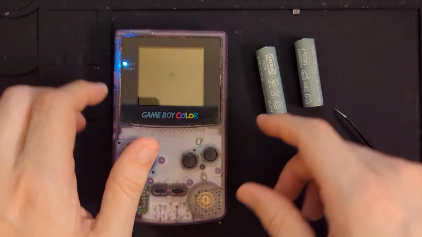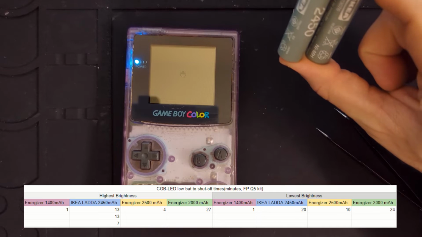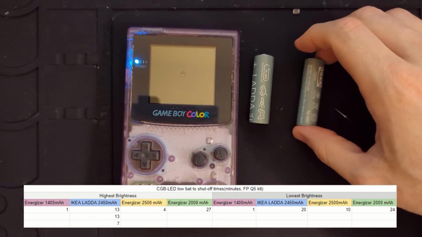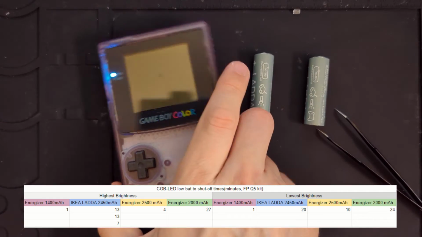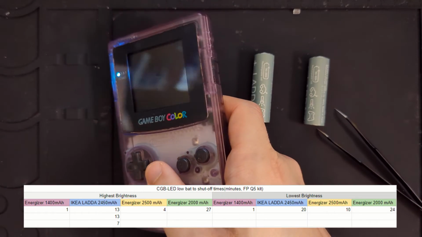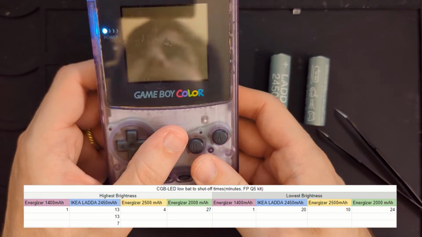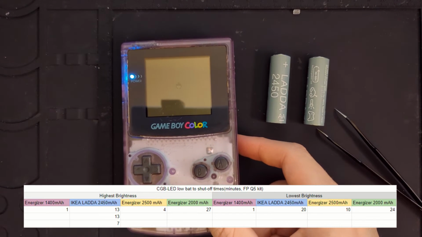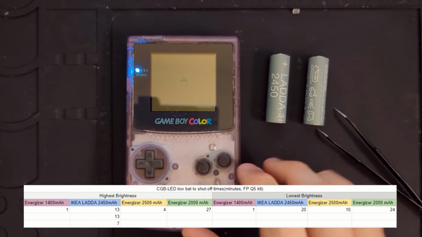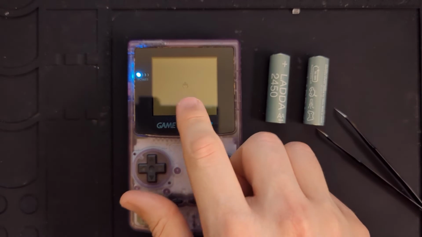As for specific numbers, all these numbers are with a Q5 kit, and I will throw them up on the screen as well. With the 2450 milliamp hour IKEA Laddas with a Q5 screen, you get about 10 to 13 minutes of warning at highest brightness when the low battery indicator goes on. At lowest brightness of those same batteries, you're going to get about 20. And then for the various Energizers, it depends. I have some old crappy, in fact, these might be the ones, 1400 milliamp hour ones where you get about a minute of warning, but then there were some 2500 milliamp hour ones where you get 4 to 10, depending on brightness, and then some 2000 milliamp hour ones where you actually get quite a bit. You get around 25 minutes on both low and high brightness, from when the low battery indicator turns on to the Game Boy itself shutting off.